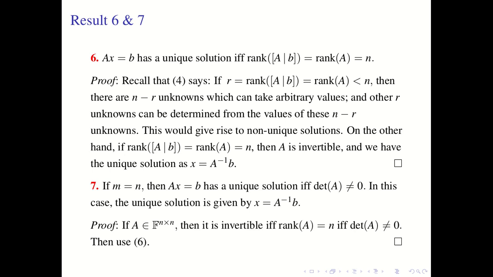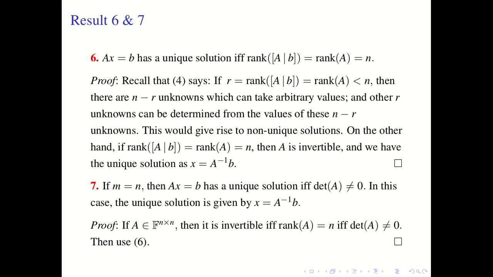Conversely, suppose the rank of the augmented matrix is equal to the rank of A and that is equal to n. This means that A is invertible. The rank of A is equal to n, therefore the matrix is invertible. Since r is less than or equal to m, and r is equal to n, m is equal to n and the rank of A is equal to n. Therefore, A is invertible, and hence the unique solution can be written as x equal to A inverse b.